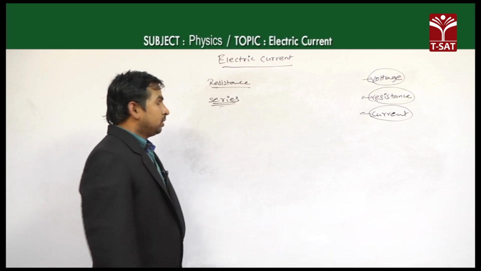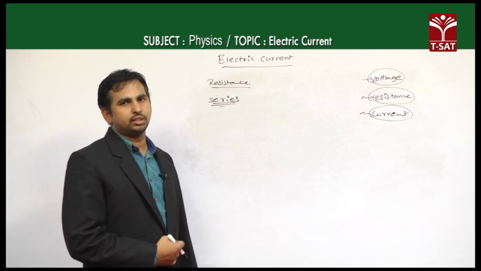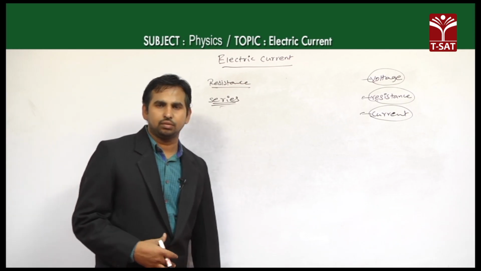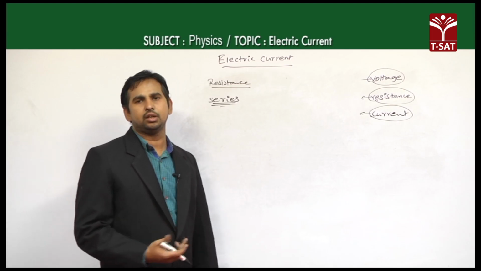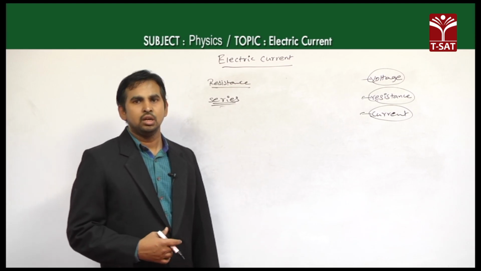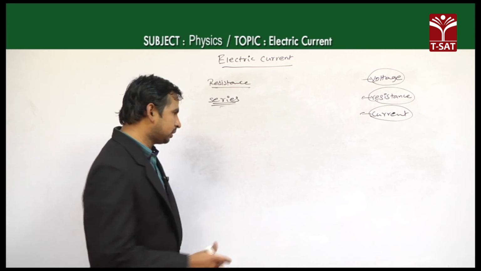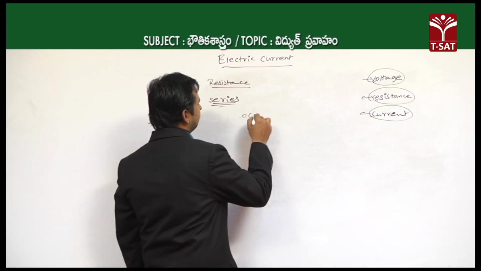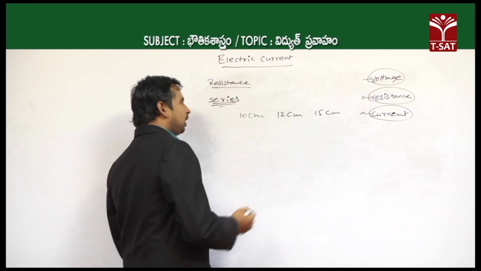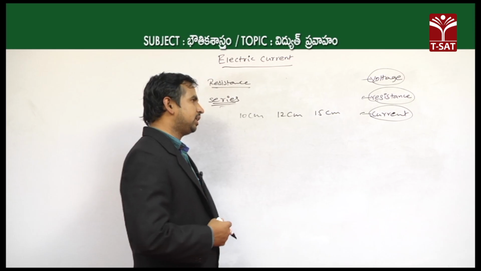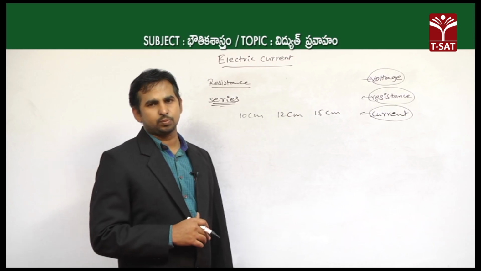Now, we will see that the resistance mainly depends on 3 factors. We have seen that it depends on temperature, on the length of the wire you are taking, and on the area of cross section, which is the thickness. Let us say, for example, in the exam they will ask questions like this. If you have 3 copper wires having lengths 10 centimeters, 12 centimeters and 15 centimeters, then of these 3 cases, which one has the least resistance, we have to find.